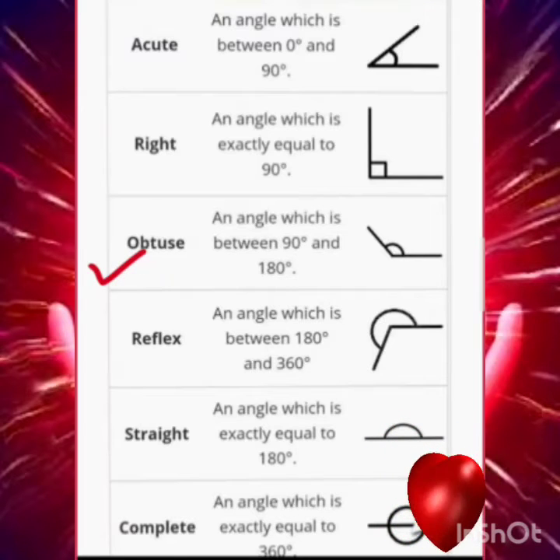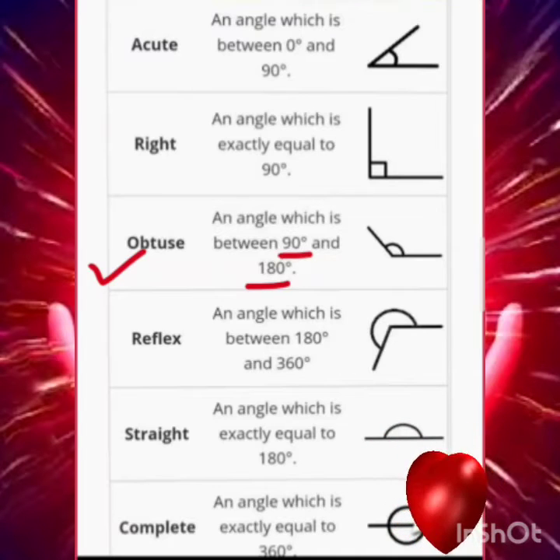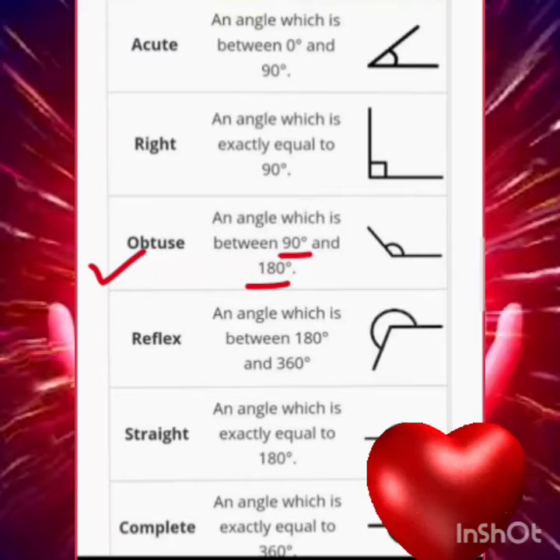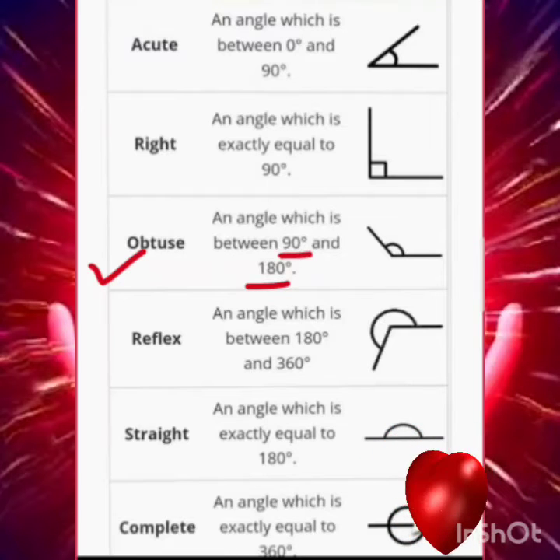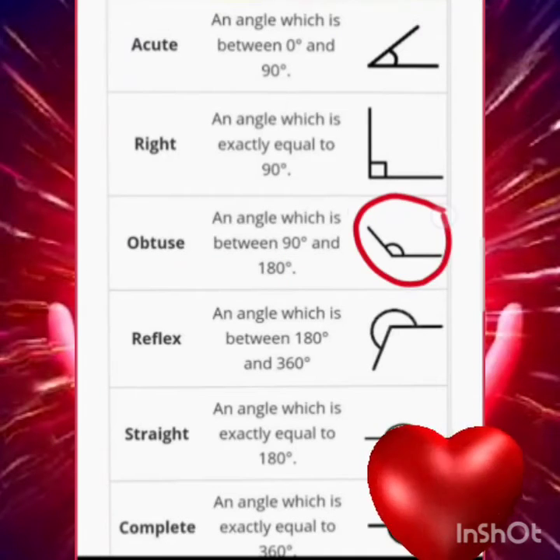Very well, you know, an obtuse angle is an angle which is between 90 and 180 degree. The measurement of an angle which lies between 90 and 180 degree. It means that 90 plus something should be there as an angle and must be less than 180 degree. That can be considered as an obtuse angle, and generally obtuse angle can be symbolized this way.